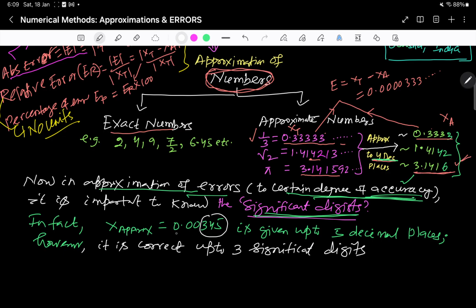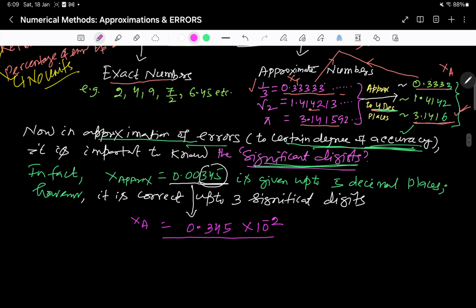So always we should write the number in standard form. So we should rewrite it. Here the x approximate value will be 0.345 into 10 to the power minus 2, right? So we should write it this way. In general, this way of writing a number is called the floating point number, right? It's called the floating point number.